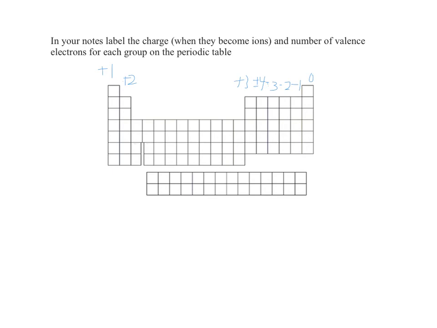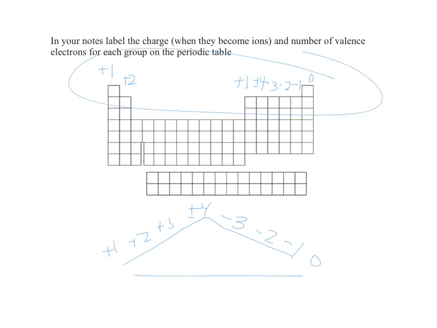I've heard it explained it's like you're going up a mountain and then going back down. It's +1, +2, +3. At the top of the mountain, you're either plus or minus 4, and then just mirror, go down the mountain, -3, -2, -1, 0. And then if you extend that line back to being flat, you've written out the charges on your periodic table.